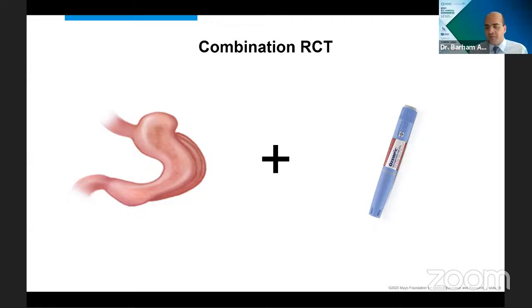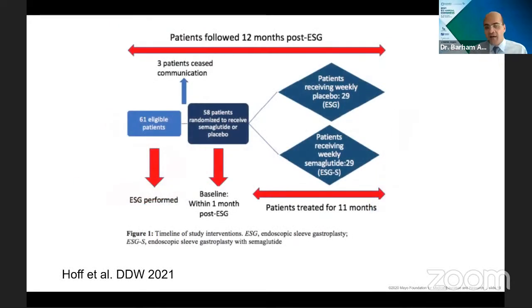And there has been a randomized controlled trial that evaluated this concept. It was presented in Digestive Disease Week in 2021 by Dr. Hoff and our colleagues in Brazil. And the trial looks something like this. It randomized 61 patients, or 58 ended up getting randomized 1 month after the performance of the endoscopic sleeve gastroplasty to either semaglutide or a placebo. After the 1 month, patients were followed for 11 months, and the outcomes were assessed at the 12 month period from the endoscopic sleeve gastroplasty.